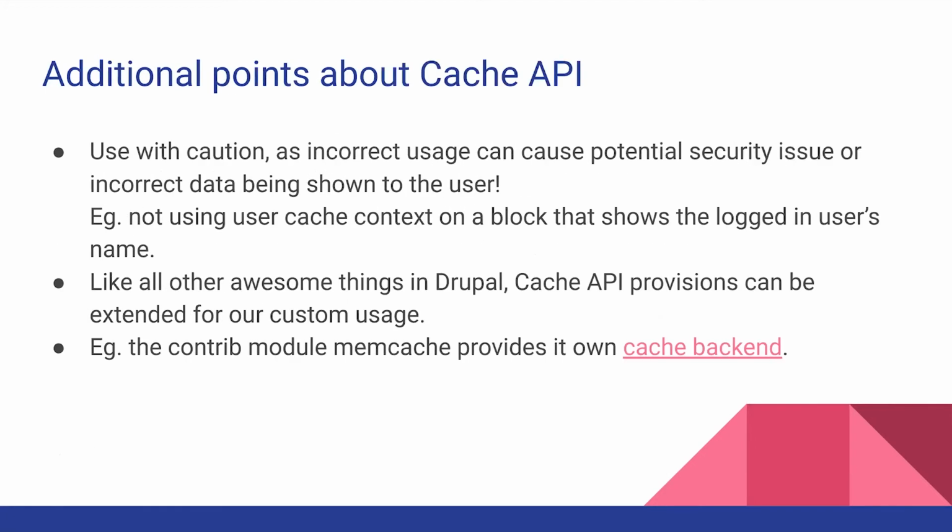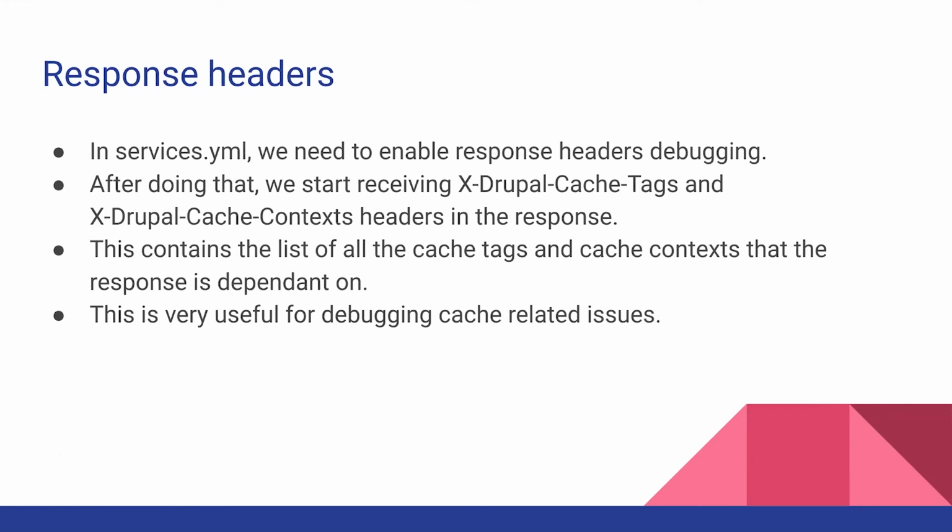Now, how can we know what cache tags or contexts are there for the page? To debug such a scenario, in our services.yml file we need to enable response headers debugging, which I'll show in the demo. After doing that, we start receiving the X-Drupal-Cache-Tags and X-Drupal-Cache-Contexts headers in the response. We can see them in the network tab, and it is very useful for debugging.